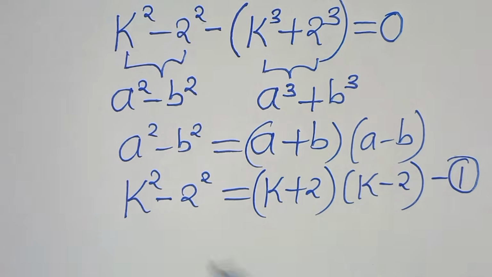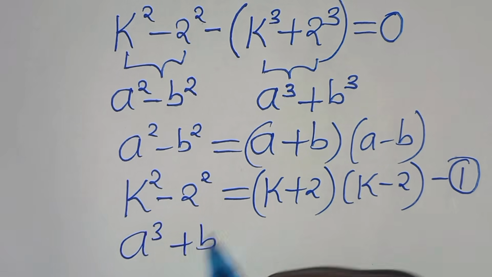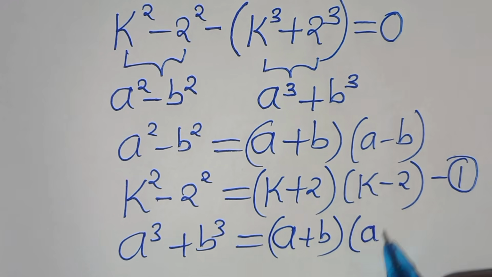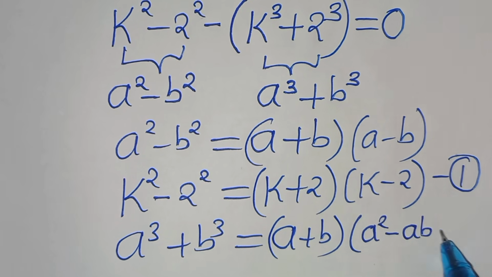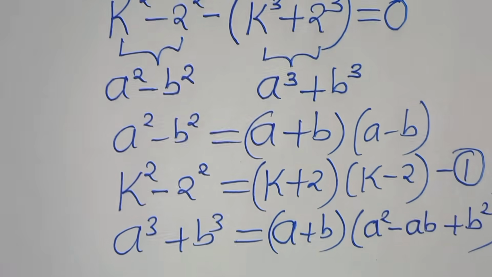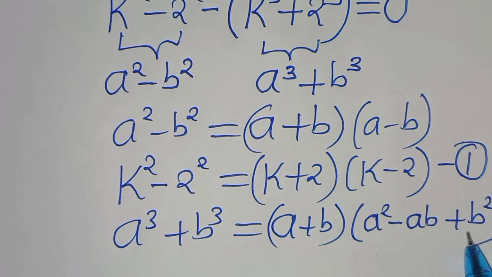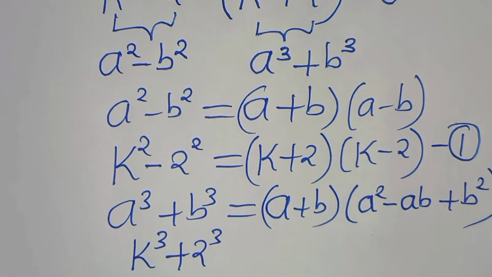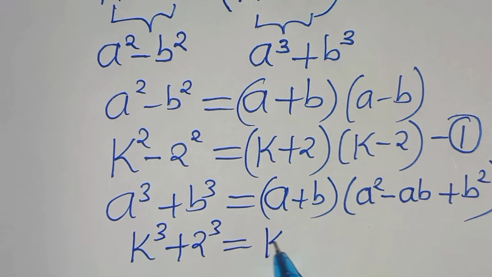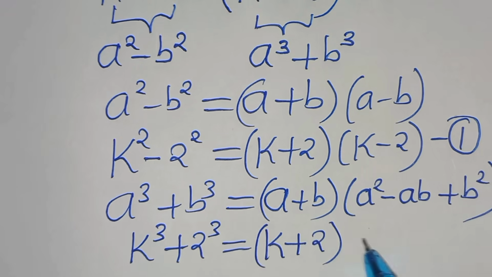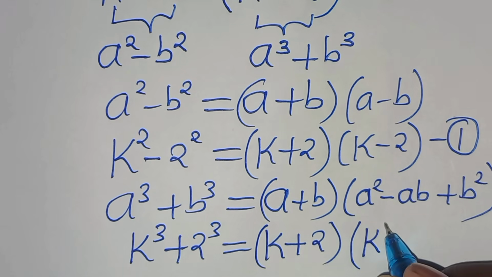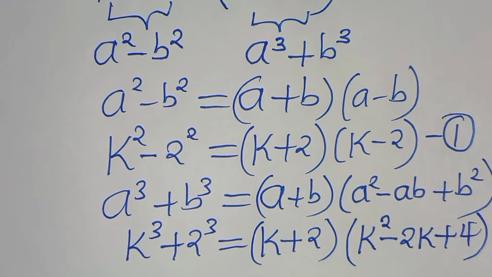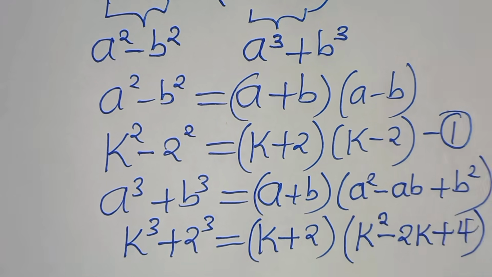Then we have the sum of two cubes here, a to the power of 3 plus b to the power of 3, which is a plus b multiplied by a to the power of 2, subtract a times b, then plus b to the power of 2. Let's apply this identity so that now k to the power of 3 plus 2 to the power of 3, this can be expressed as k plus 2 into the parentheses. This is k to the power of 2 minus 2k plus 2 squared. This is equal to 4. Now let's call this case 2.